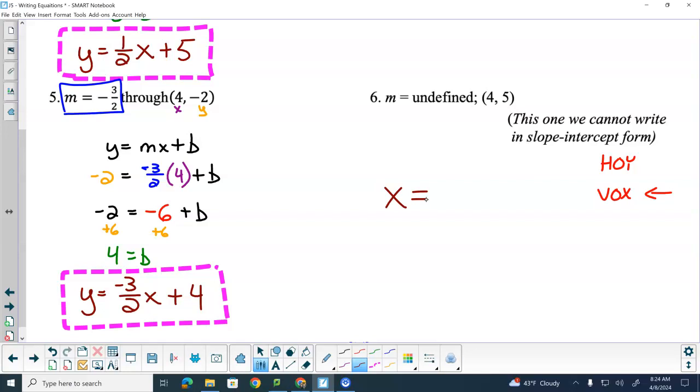Okay. Now, Izzy, in the point 4, 5, which part is the x? The 4 is the x, right? So if I'm only x equals, what finishes off my equation? X equals 4. Done. Yeah. Questions on those 4?